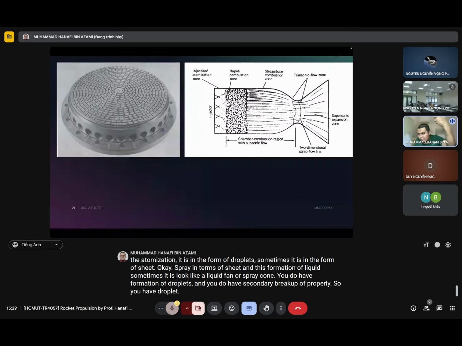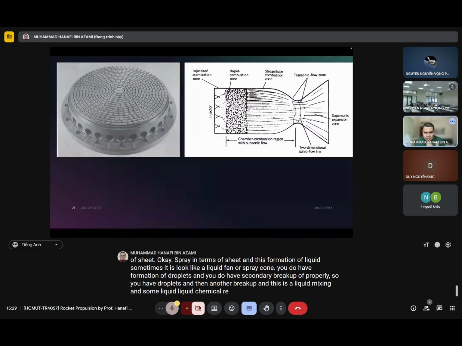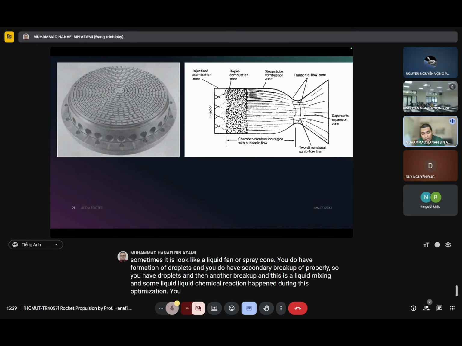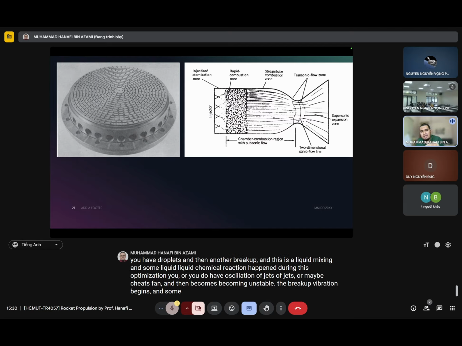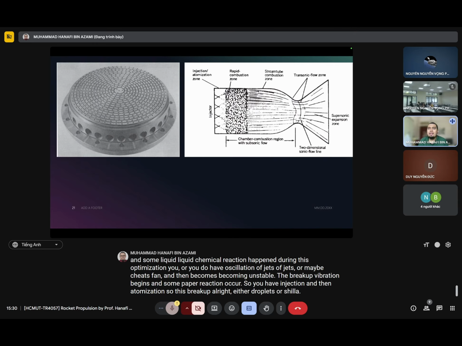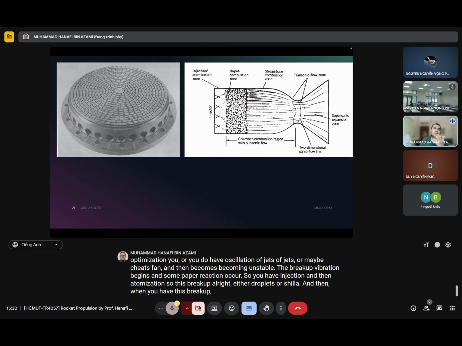So you have droplets and then another breakup, and this is liquid mixing, and some liquid chemical reaction happens during this atomization. You do have oscillation of jets or sheets, fans, which become unstable during the breakup. Evaporation begins and some vapor reaction occurs. So you have injection and then atomization, this breakup, either droplets or sheet. And when droplets atomize, you have vaporization.